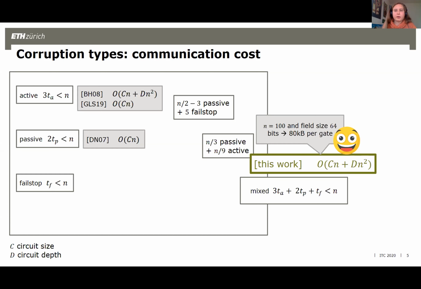We have a protocol which is linear in the number of parties and in the circuit size, but we also have this quadratic term, as in the BH08 protocol. I want to stress that even for very bad circuits, we have quadratic complexity, which is orders of magnitude better. So this is possible to implement somehow. We can hope for this. So this is our result.